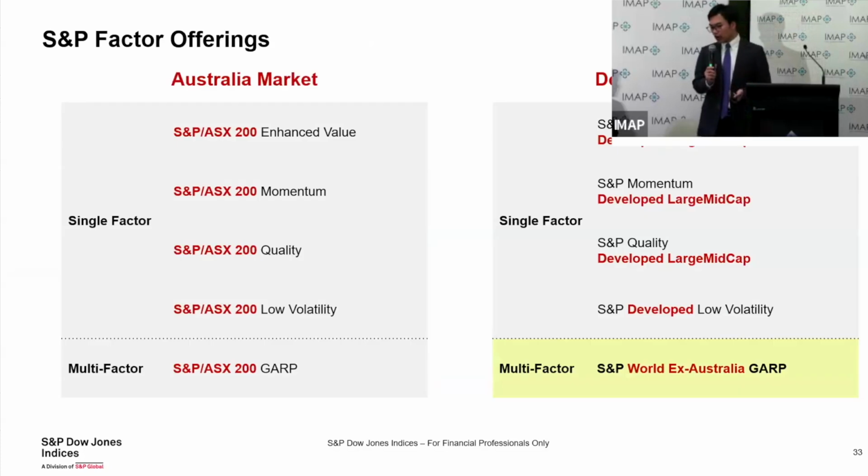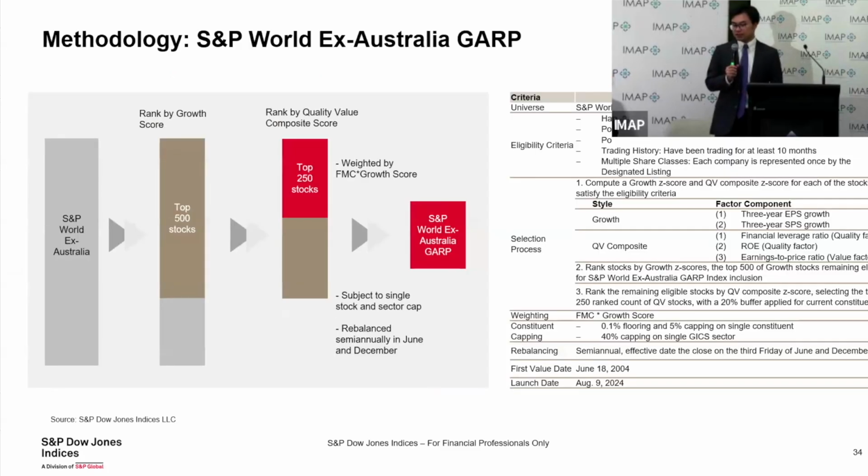And if you look at our offerings now, we offer factor indices across different markets and different regions. In Australia, under our S&P ASX 200 umbrella, we have the single factor family, and we have the S&P ASX 200 GARP. And also, if you're looking at exposures outside of Australia, the developed market, we have a suite of developed market single and multi-factor indices. And today I really want to highlight the S&P World ex Australia GARP Index.